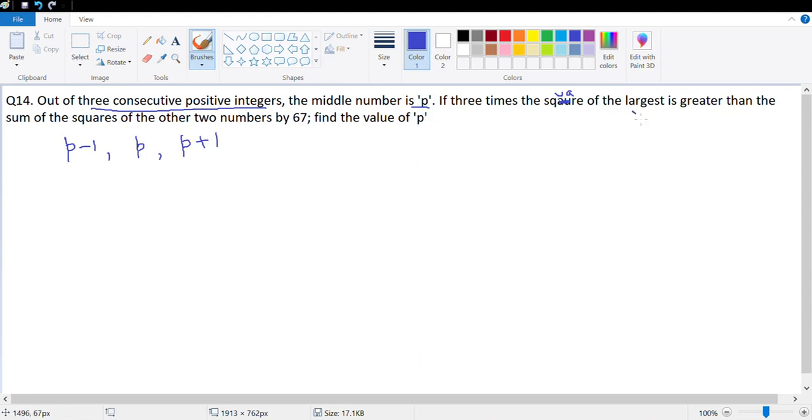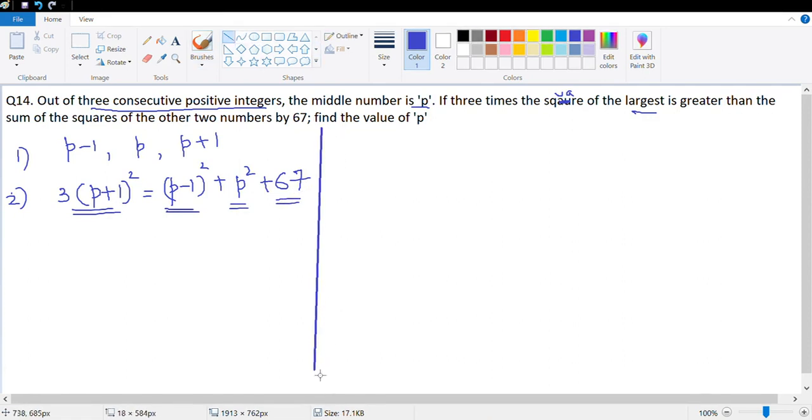If 3 times the square of the largest, okay, so the relationship that we have is 3 times the square of the largest. So the largest obviously is p plus 1. So 3 times the square of the largest is greater than the sum of the squares of the other two, which means p minus 1 whole square plus p square, and it is greater by 67, which means I have to add 67 to it. Let's read the question again. If 3 times the square of the largest is greater than the sum, so we have added these two, and it is greater by 67, which means I need to add 67 to these two. Perfect. Now let's create the quadratic and solve it.